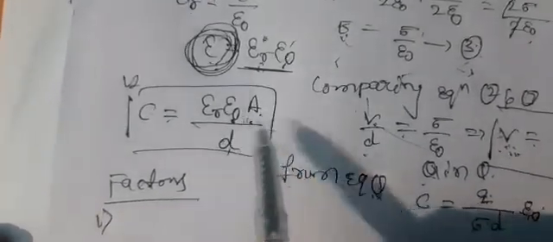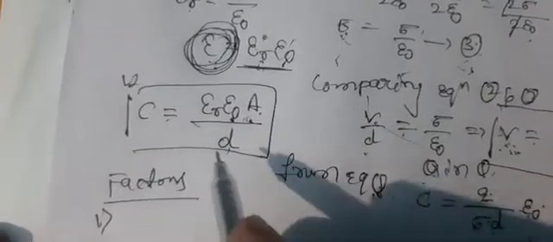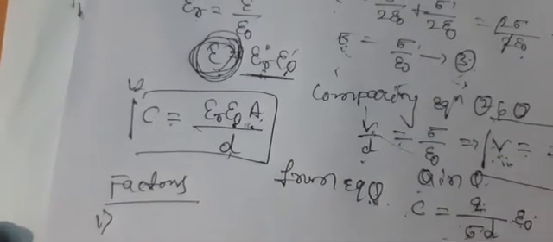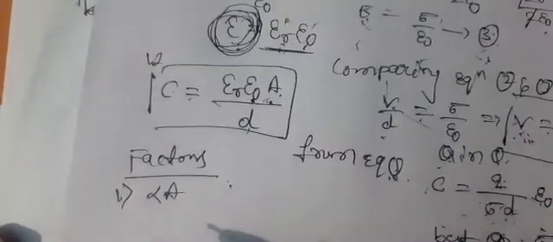What is the area? That is, the capacitance is directly proportional to the area of each plate. That is the first factor. What is the first factor? It is the capacitance of a capacitor. It is directly proportional to the area of each plate.